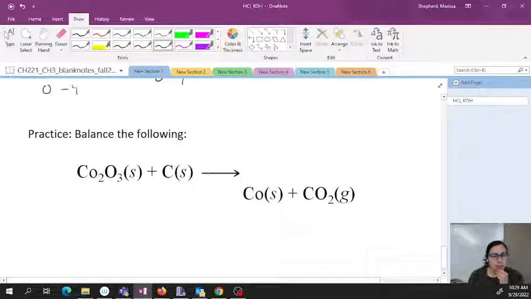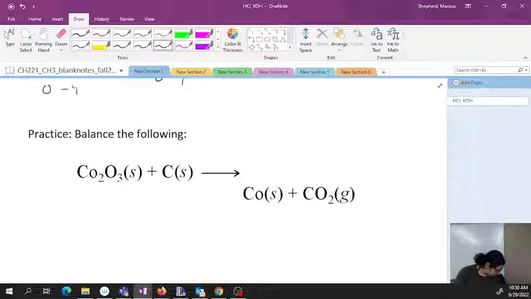So let's try this first one. Take a couple of minutes or so. See if you can give me the coefficients, and we'll go over it. And still watching the chat as well.